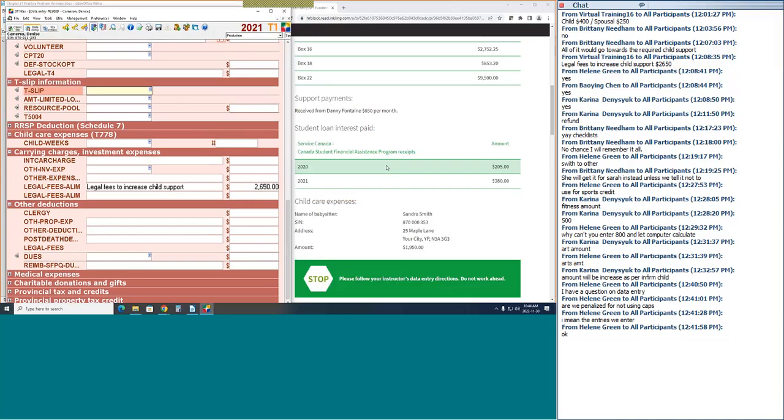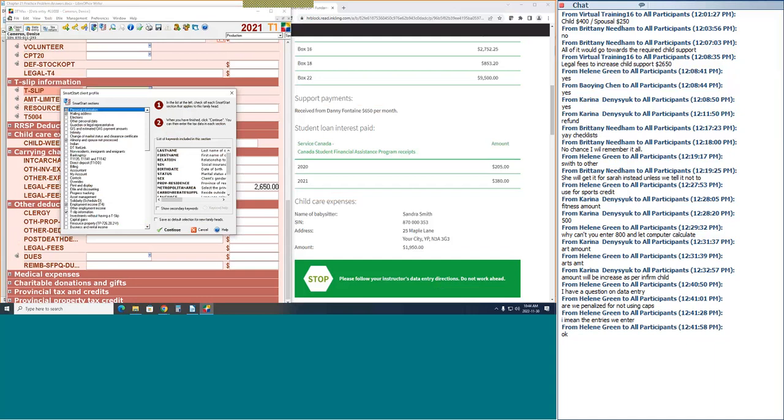All right, so we're going to do one more thing on this file, and then we're going to switch over to our Adam and Eve's file, and we're going to make things even more complicated. I want to talk about student loan interest first. We're going to be doing more child-related expenses, and we're also going to be doing a lot of tuition and student-related things next, and that can get tricky too. So let's start with the easy ones.